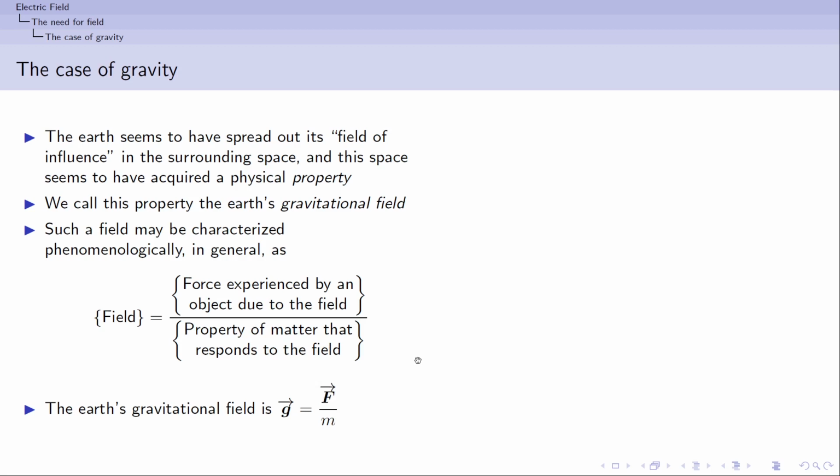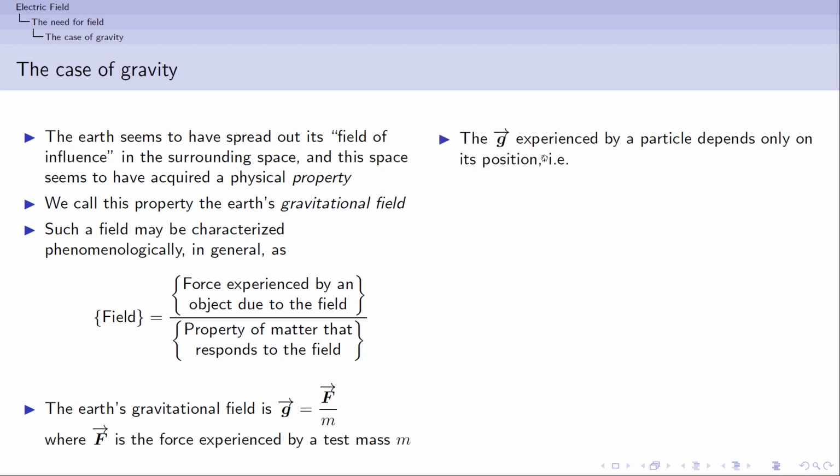Matter has many properties such as mass and charge. Out of these properties, mass is the property which responds to the gravitational field. So the gravitational force divided by the mass of the object, that is what we call the earth's gravitational field. And you will all recognize that this small g is nothing but the acceleration due to gravity. The g, the acceleration due to gravity, which is actually the earth's gravitational field, depends only on the position of the object.